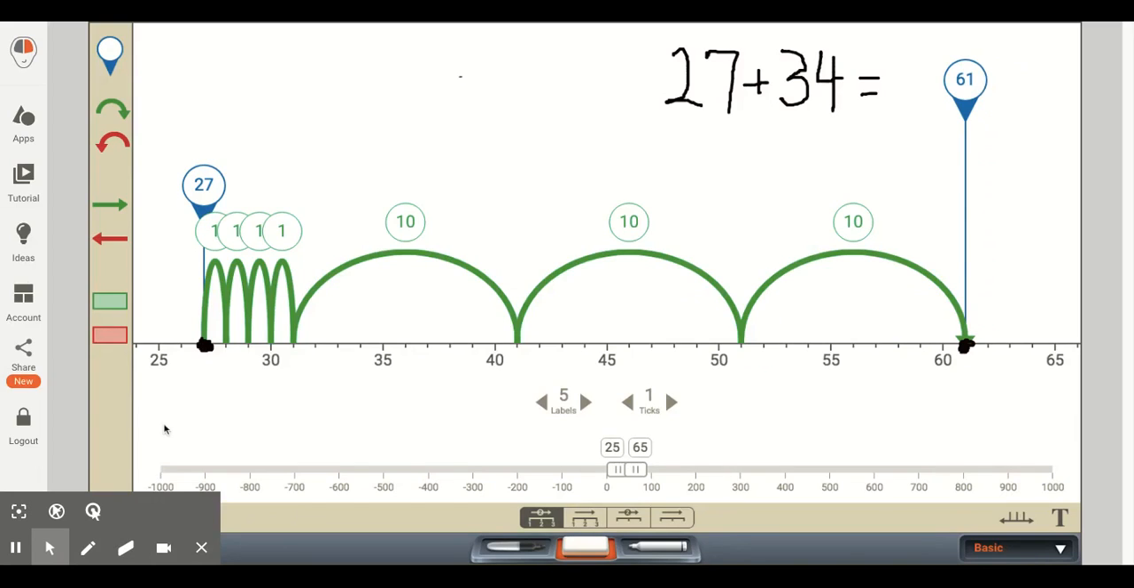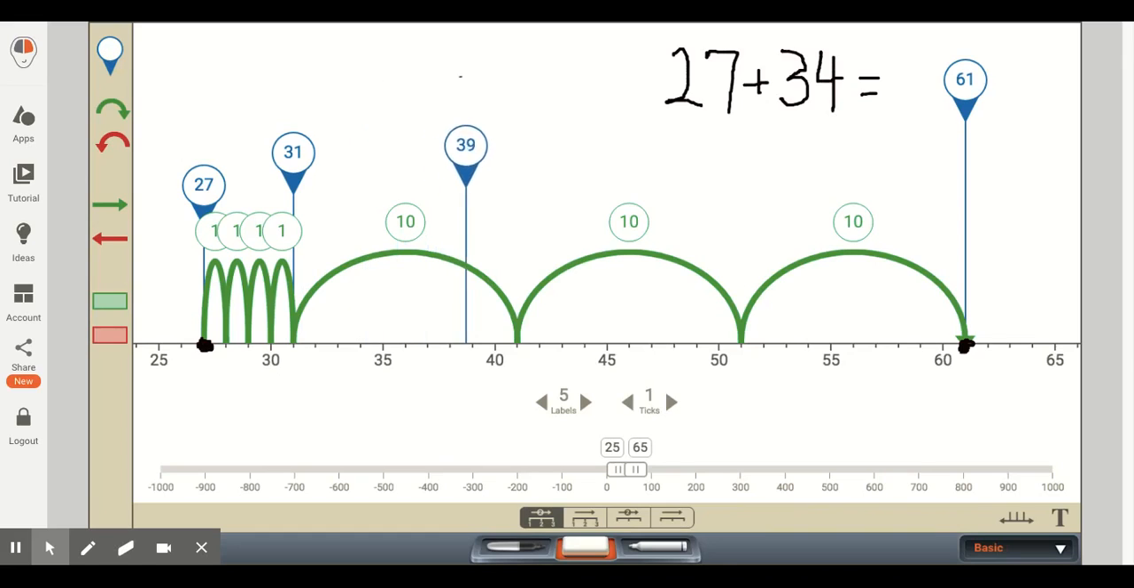The other way that your first grader can solve this problem using a number line is when they're looking at the number 34, they could start with the ones first and then the tens. So starting at 27, I put a little dot on the number line here at 27, they could add the ones first. So 1, 2, 3, 4. That's going to bring them to 31. And then they're going to add 10 to 31 or 10 more than 31. And that should bring them to 41.